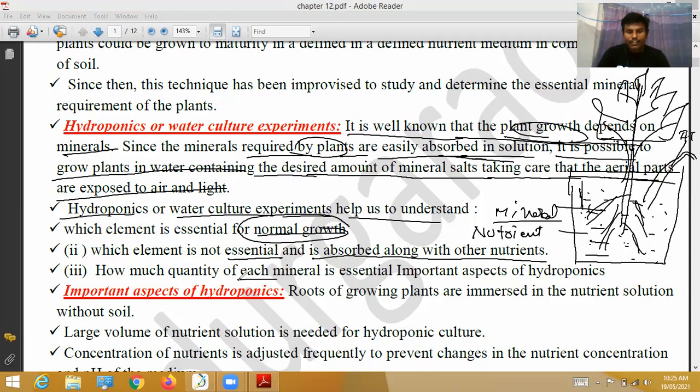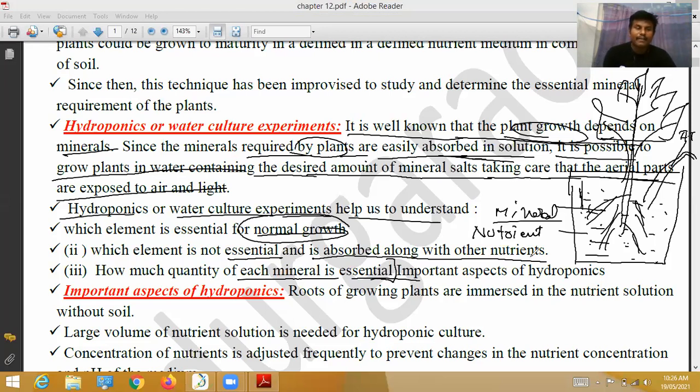How much quantity of each mineral is essential? That is what we study. If you add more and more minerals, the plant will not grow; it will face other symptoms. If more nutrients are supplied, it will face problems. If fewer nutrients are supplied, it will face problems. So exactly how much quantity of each mineral is essential to the plant, that is also what we can understand.